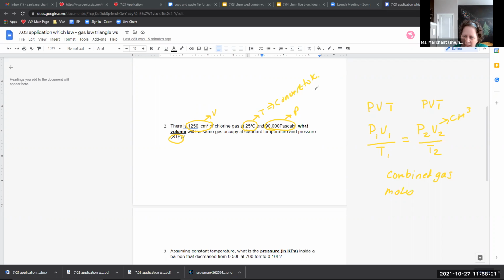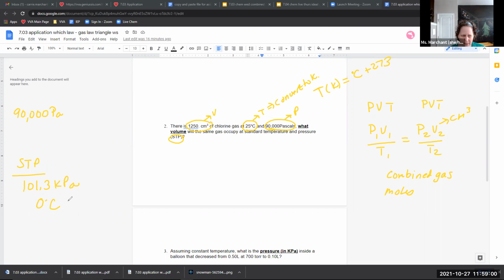How do we convert to Kelvin? Temperature in Kelvin is equal to degrees C plus 273. All right. And pascals, that's going to be the wrong one. We don't have a number for standard pressure from pascals, but I do know I have standard pressure of 101.3 kilopascals. So I know if I convert my pascals to kilopascals, then I'd be comparing apples to oranges.